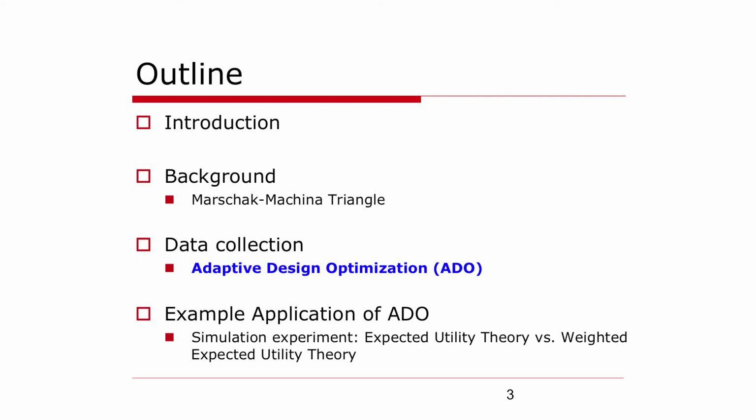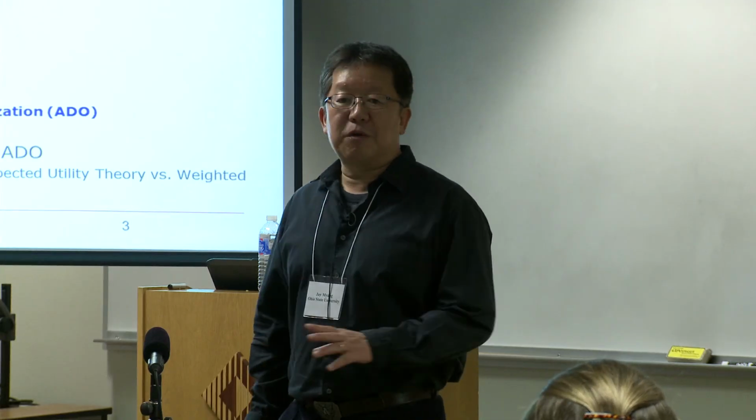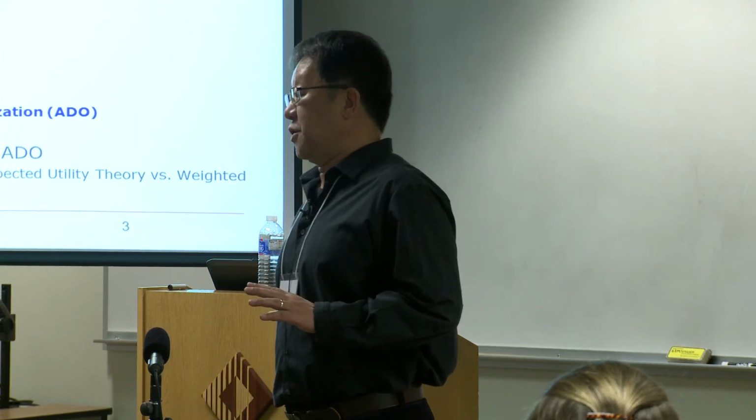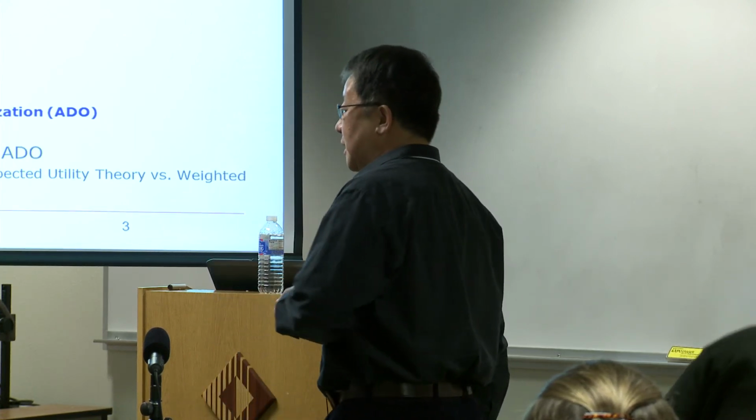So I want to start out with this outline. I'm going to have a few minutes talking about the introduction and then the background, in particular what we call the Marschak-Machina triangle. Then the main section is data collection, or experimentation. This is what we call adaptive design optimization, or ADO, which is essentially an adaptive experimental tool. And then an example application of this to JDM. This particular application example will be all computer simulations, though we have applied this to actual experiments. That's another paper.